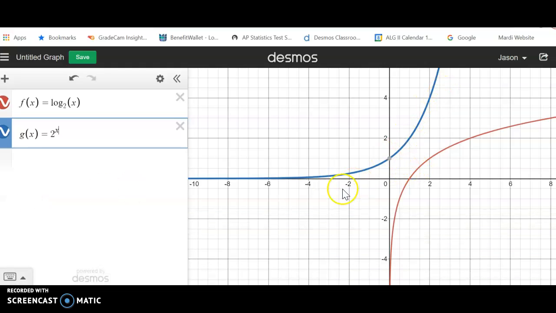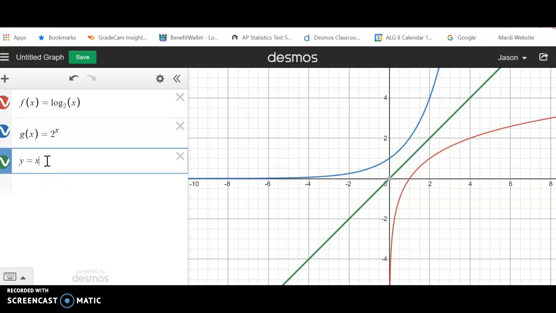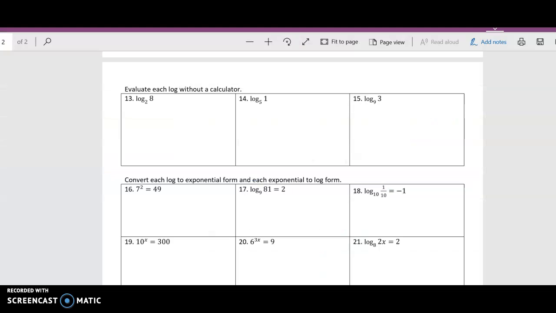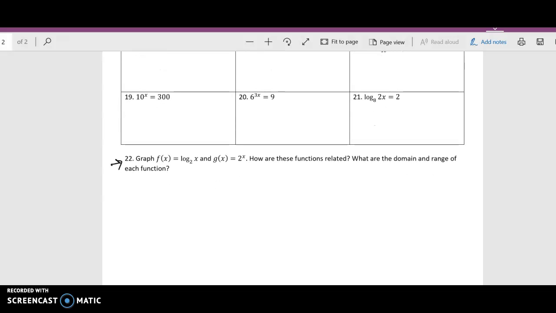Now, these guys look an awful lot like a reflection. So I'm going to try this just on a whim. y equals x. Check that out. They're inverses of each other. Notice that base and that base match, right? Okay. So how are these functions related?